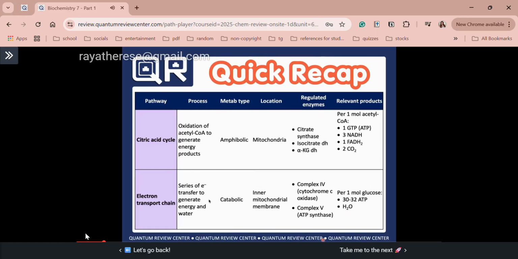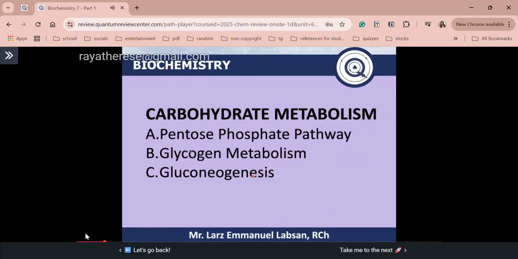Okay, so class, I hope that you are again eager, excited, and there's a thirst for knowledge here in our next discussion. So here is our carbohydrate metabolism content. And you know, class, during my time, this is actually my comfort metabolism. My taray, sir, my favorite metabolic pathway. Yes, because I think this is relatively easier to digest. Diba?